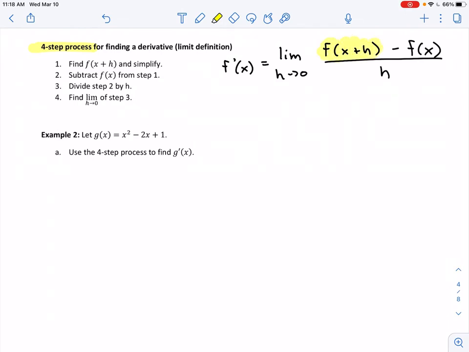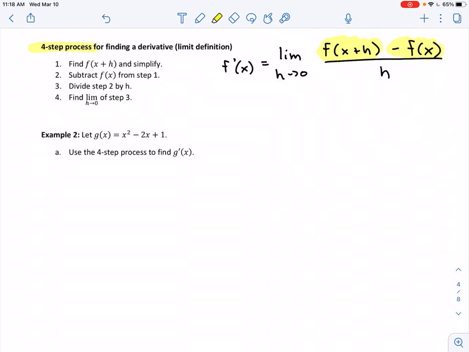F of x plus h, you'll want to simplify it: FOIL, distribute, combine like terms where you can. After you've simplified it, there's nothing more you can do. Then we'll move on to step 2. Step 2 says subtract f of x from step 1. So I'm going to subtract f of x from what I found in step 1. And you'll see now I have the whole numerator. And again, you'll simplify that as much as you can. Combine your like terms, do whatever you need to do.